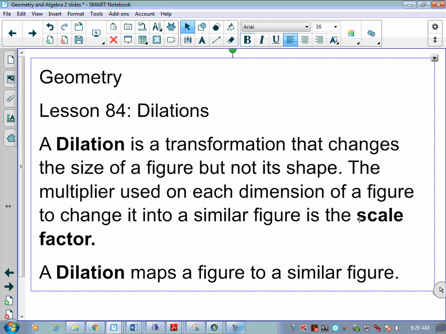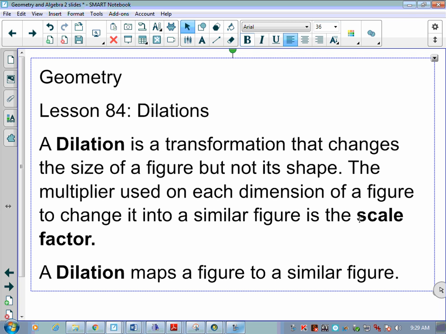Dilation just means this. It is a transformation that changes the size of a figure but not its shape. The multiplier used on each dimension of a figure to change it into a similar figure is the scale factor, meaning we can make it smaller if the scale factor is less than 1. Okay? We'll make it bigger if our scale factor is greater than 1. So if we multiply something by a fraction, are we making it bigger or smaller? Smaller. If I multiply something by 1/2, it's going to be half as big, right? So it's going to get smaller.